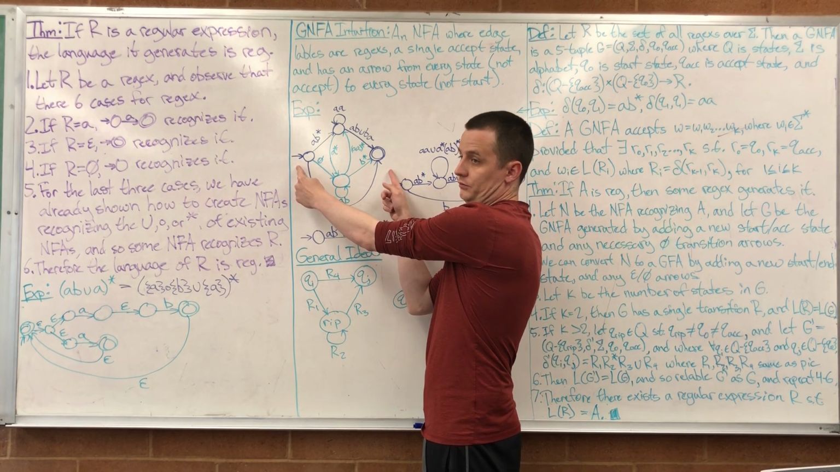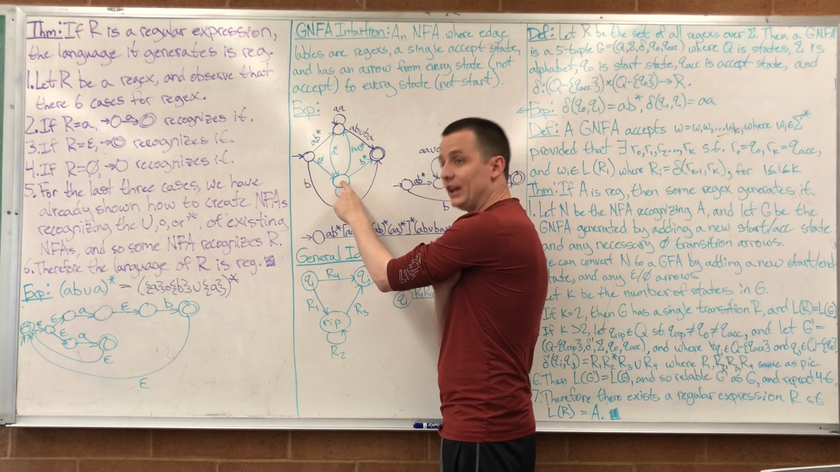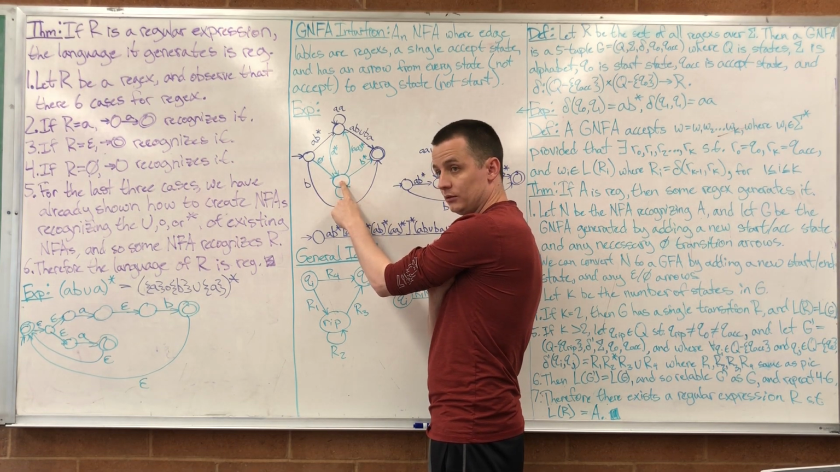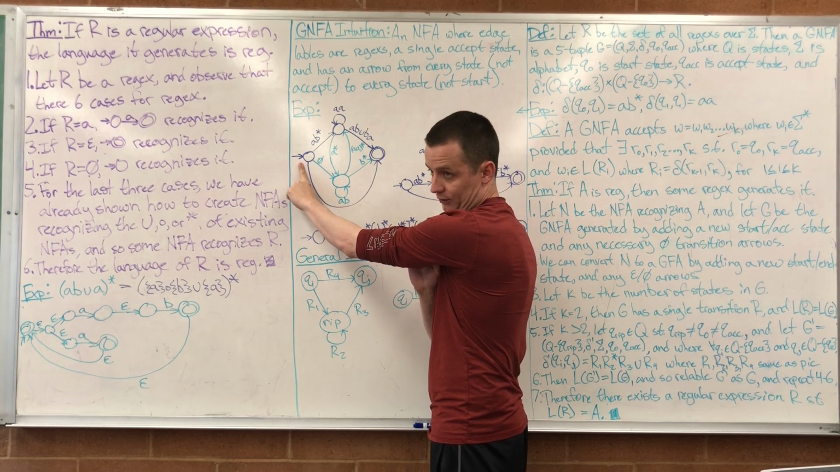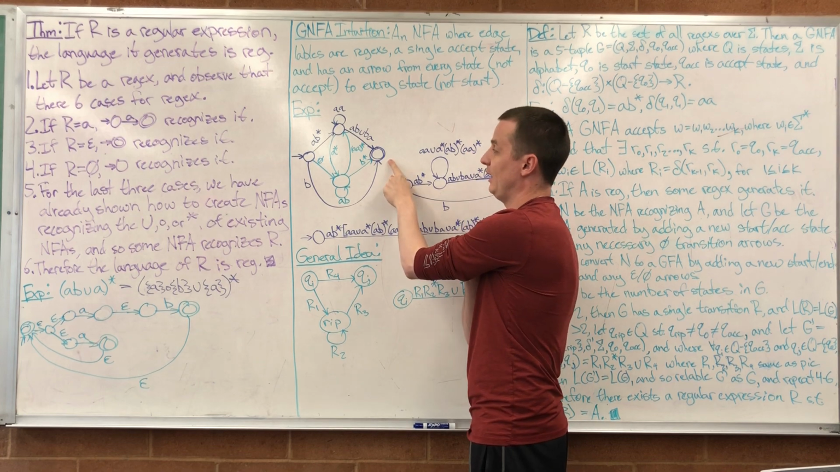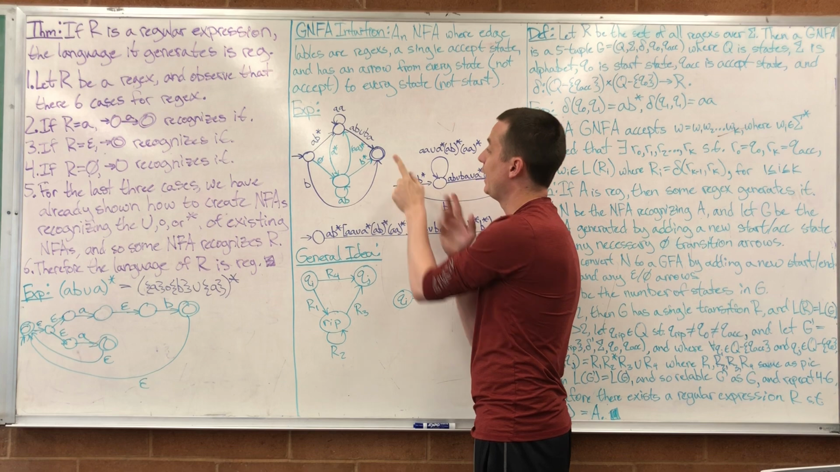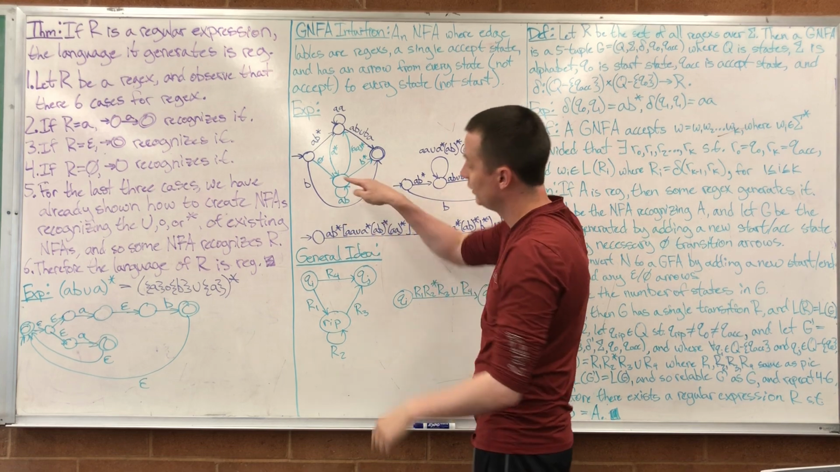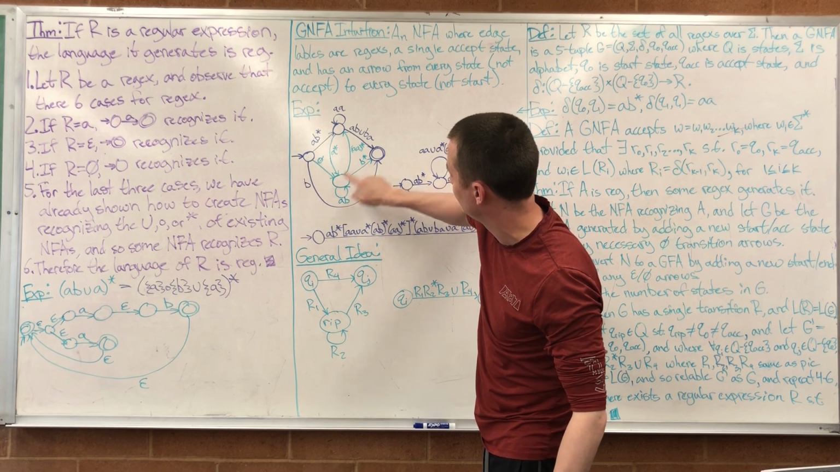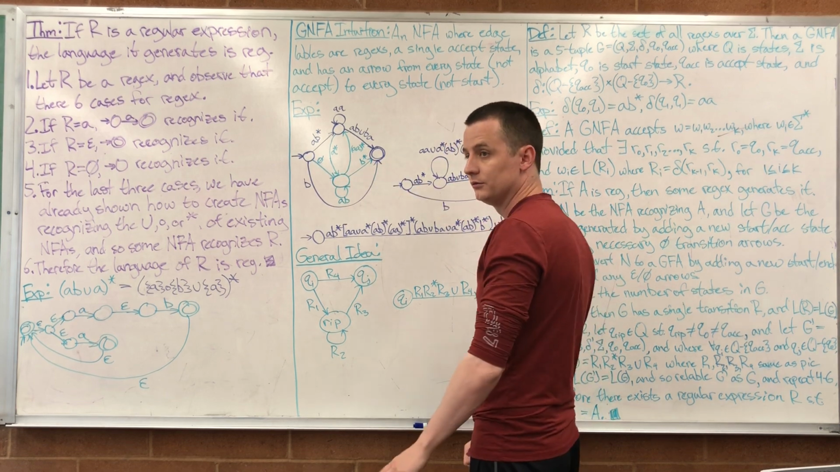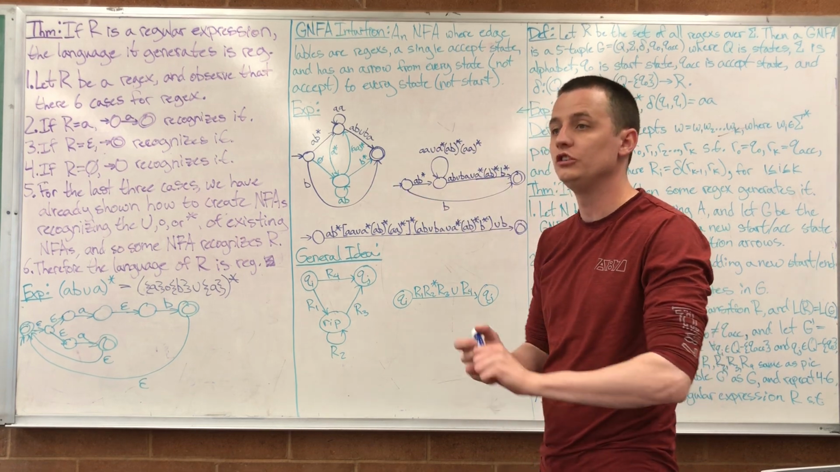Here's a GNFA. Notice that we have an arrow from every state to every state, with the exception that we don't have any arrows to the start state, and we don't have any arrows from the accept state. Outside of that, pick any two states, they're connected by an arrow. We have an arrow from this state to this state, and so on. And for any NFA, I can quickly convert it to a GNFA.